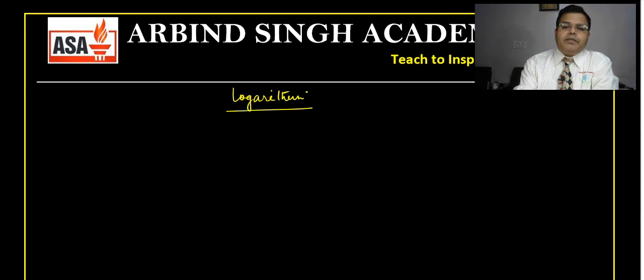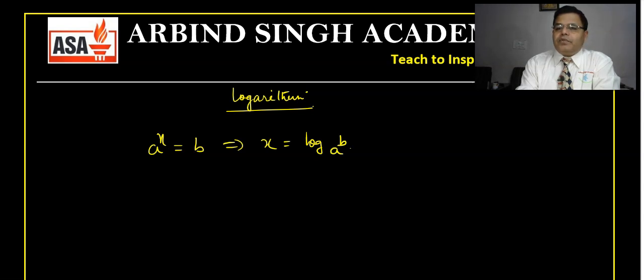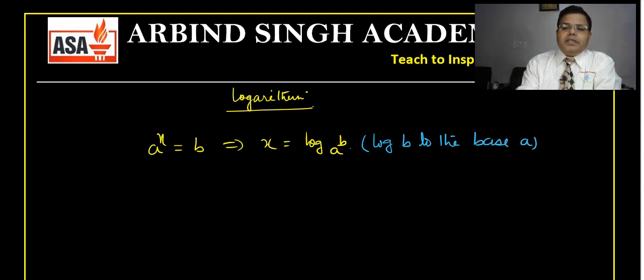There is no formal definition of logarithm, but we can define it like this. Say a to the power x is equal to b, then we can say x is equal to log of b to the base a. This is basically the meaning and the operational approach of logarithm. Since a to the power x is b, x is called log of b to the base a. It is read as log of b to the base a.